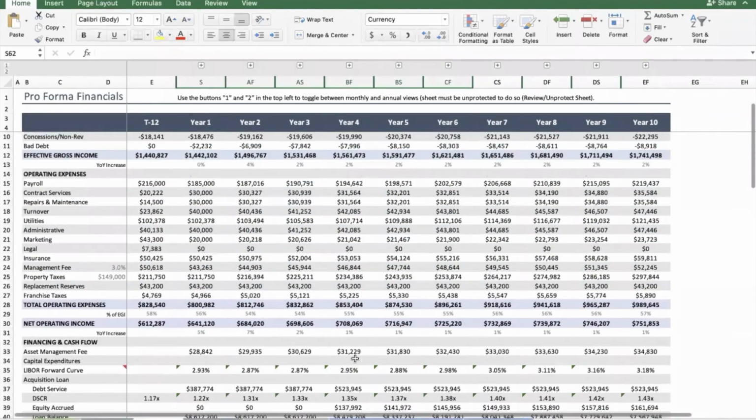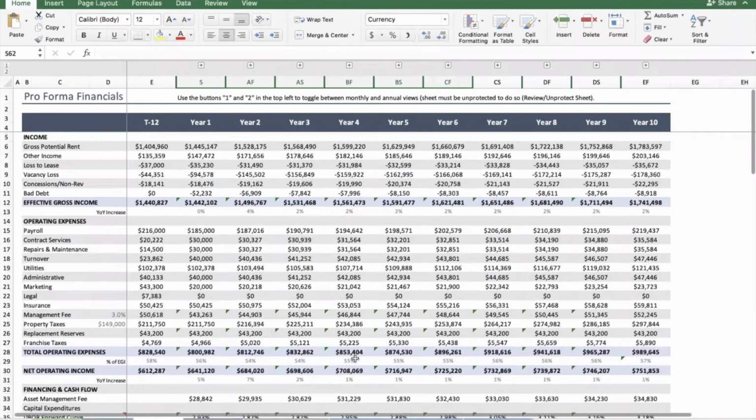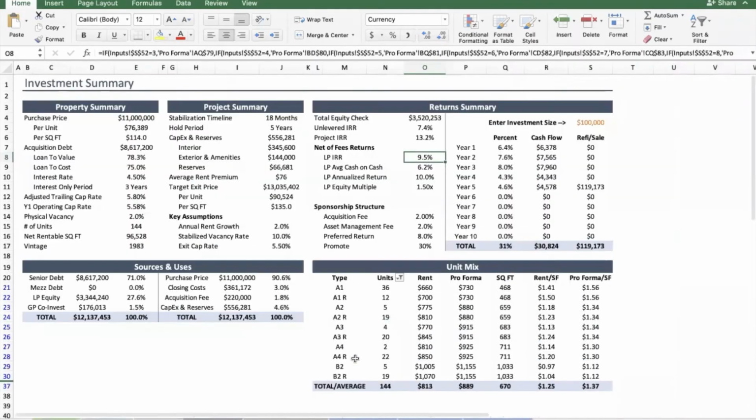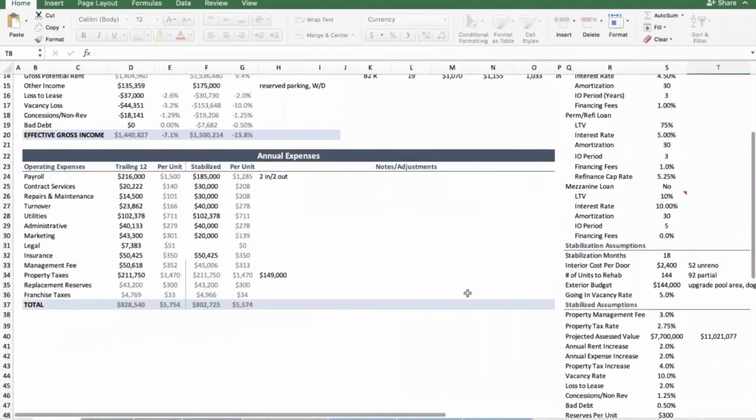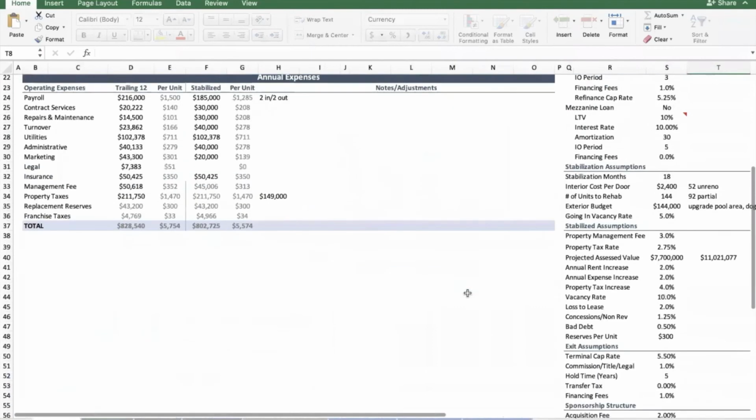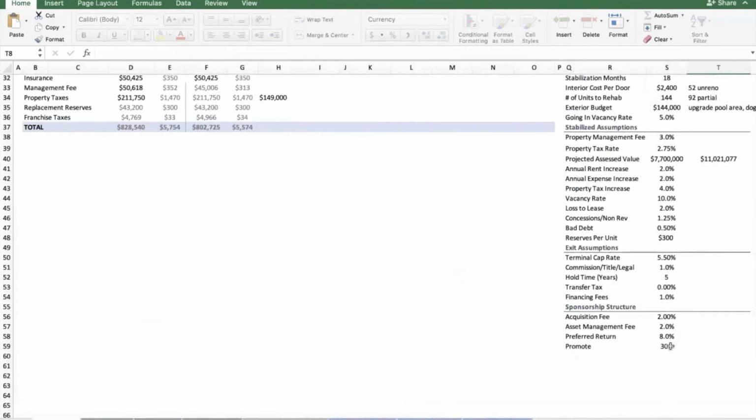Okay, so let's dive into another scenario. What do we want to go over? So we went through a scenario. Our base is an 8% pref with a 2% asset management fee and then the promote. So I guess, could we do maybe a hurdle, to see the differences where a hurdle would come in on a sale?